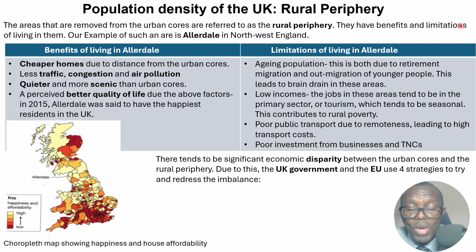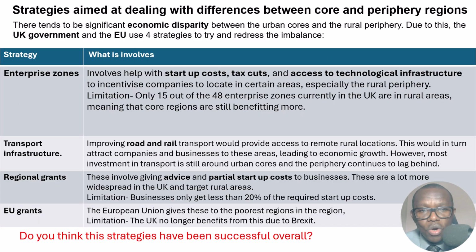Now, the reason why we are comparing and contrasting urban cores to the rural periphery is that there tends to be significant economic disparity between urban cores and the rural periphery. And due to this, the UK government and the EU use 4 strategies to try and redress this imbalance. So what are the 4 strategies that the UK government and the EU have used to try and address the imbalance between core regions and periphery regions?